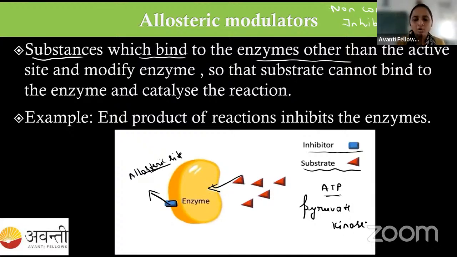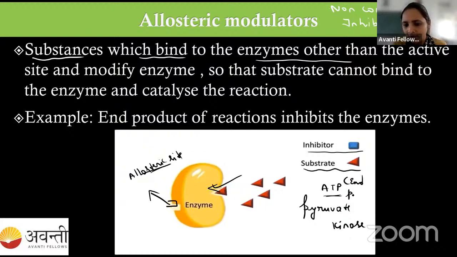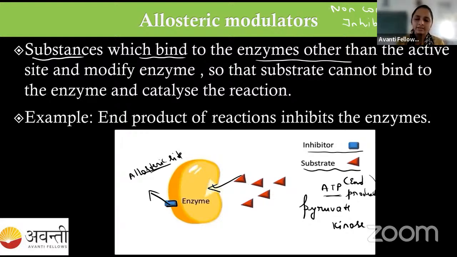Okay, inhibited. Do you know what ATP is, students? Can anyone tell me what the ATP is? ATP is the end product of glycolysis, right? Glycolysis end products are the ATP and the pyruvate, right? So when the pyruvate kinase is inhibited by the ATP, we call it the allosteric modulators or non-competitive inhibition. Okay, let us see here.